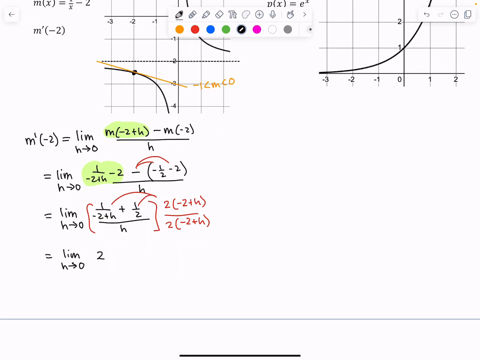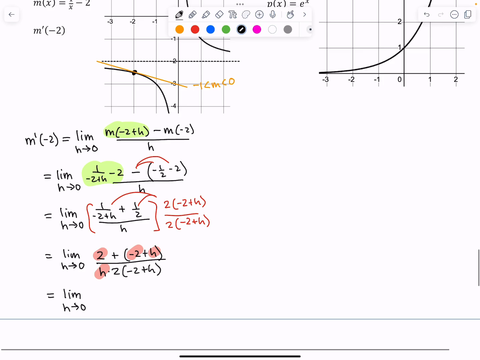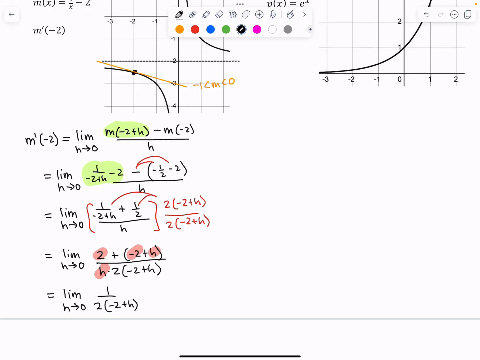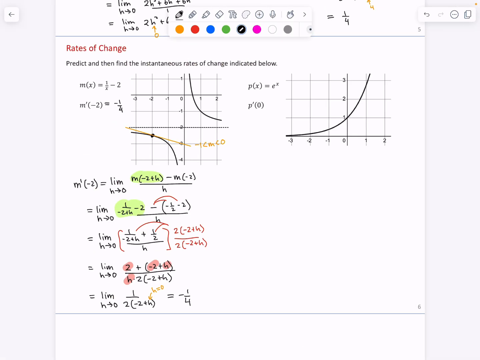So we get 2 plus, and then -2 plus h, all over h times 2 times -2 plus h. Then we're going to see we can cancel these 2's, and then we can cancel this h over h. Make sure you cancel in that order. That leaves us with a limit as h goes to 0 of 1 over 2 times -2 plus h. At this point, it is safe to plug in h equals 0, and when I do that, I get a final answer of -1/4. An answer I feel good with given our visual.